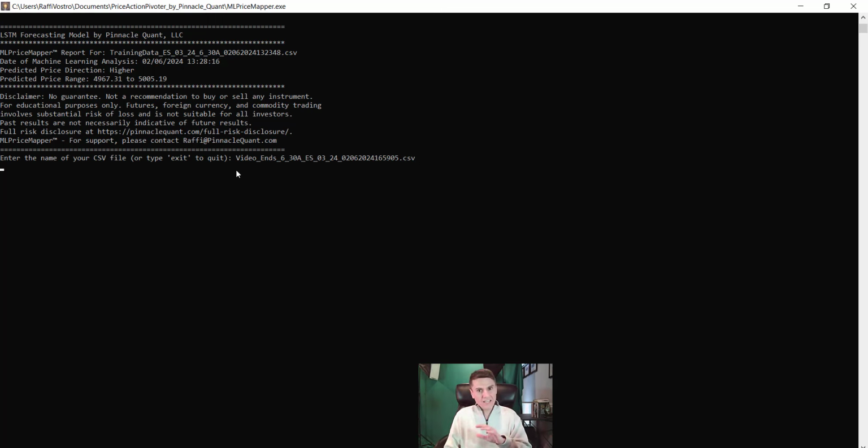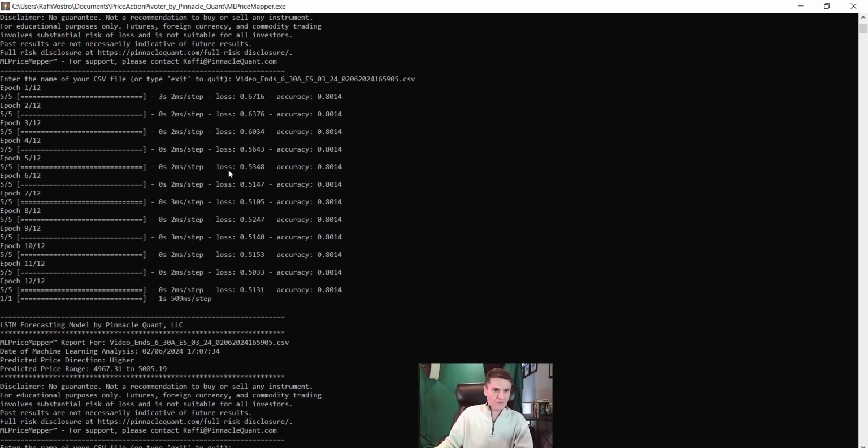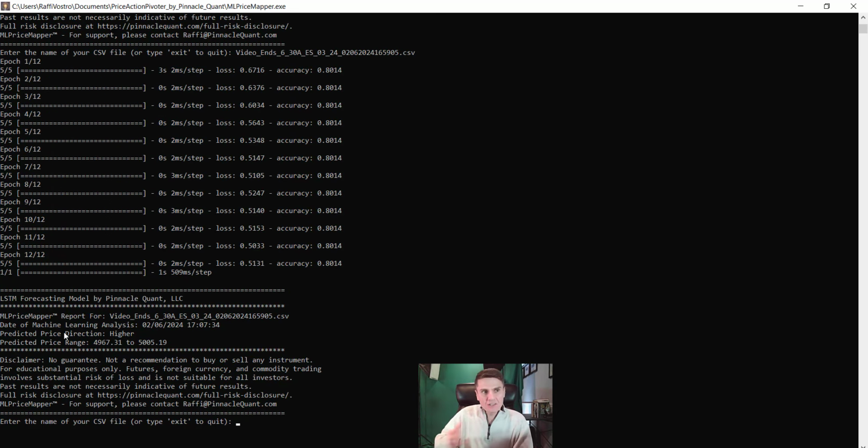Now I wait. In less than a minute, it is going to go through 12 different iterations, or epochs, of the entire data set, and it is going to make a prediction for us. Based on the prediction, let's read some literature here. LSTM forecasting model by Pinnacle Quant. That is the file that I ran. That's the time that it ran this report. Predicted price direction: higher.